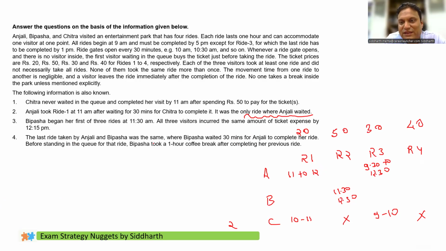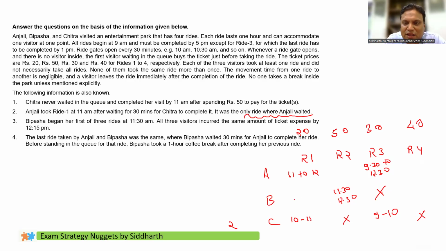Remember, Bipasha has taken three rides. And Bipasha cannot take ride number three now because she finishes her ride two at 12:30. She cannot take ride three because ride three closes at 1 p.m. So she cannot take it at all.